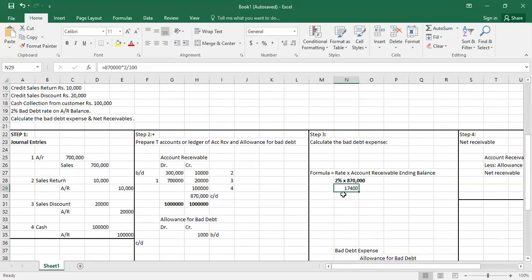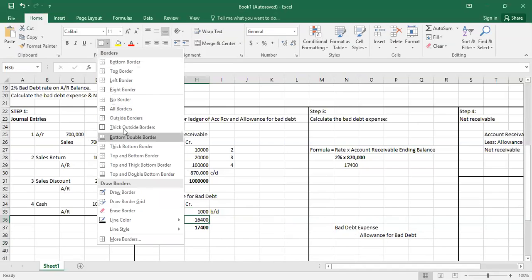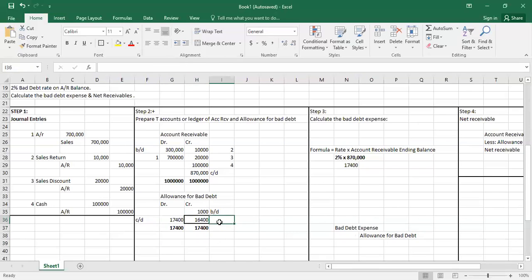So here 17,400 is actually the ending balance of allowance for bad debt. So we put the value of 17,400 here, and we know that this is the higher part. So 17,400 would be the balancing amount from both sides. All right. Now just balance this value. Then here we will get 16,400. I'll just underline it in order to highlight. This is actually the bad debt expense for the current year, the balancing amount.